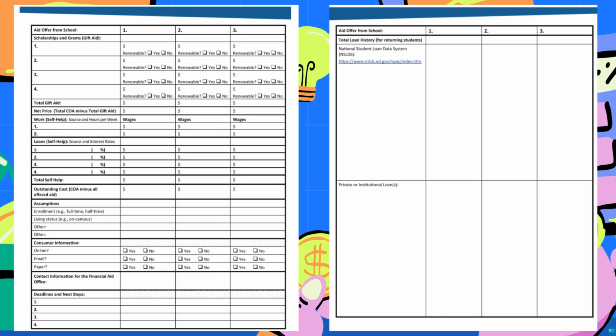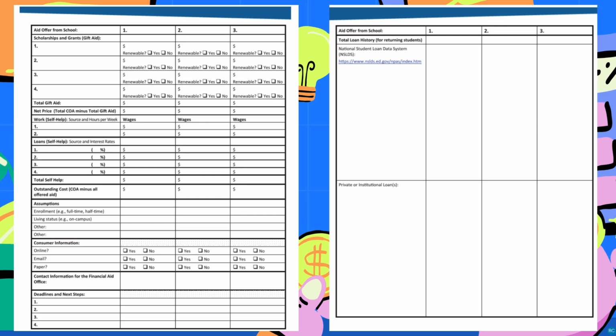A financial aid comparison worksheet like the one here can allow us to easily break down your numbers and what your cost of attendance would actually be for each individual school. So looking at the first column, we can look at what your gift aid is or free money. That would be your scholarships and grants. And then these columns allow us to easily see which scholarships are renewable and which aren't. And then after looking at your total gift aid for each school, you can look at what your net price would be, which is your total cost of attendance minus your total gift aid.